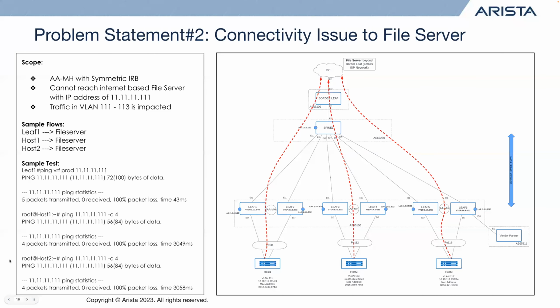So let's talk about problem statement 2. Here, there's a connectivity issue to a file server. The file server IP is 11.11.11.111. This is an active-active multi-homing with symmetric IRB, and traffic in VLANs 111 through 113 are impacted. Some of the sample flows are leaf 1 to the file server, host 1 and host 2 to the file server. And here you can see with our sample test that there are ping failures. So let's take a look at the CLI.